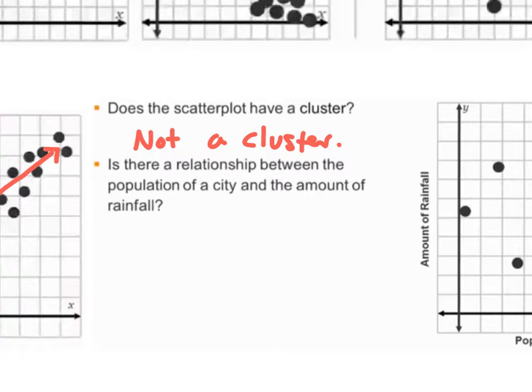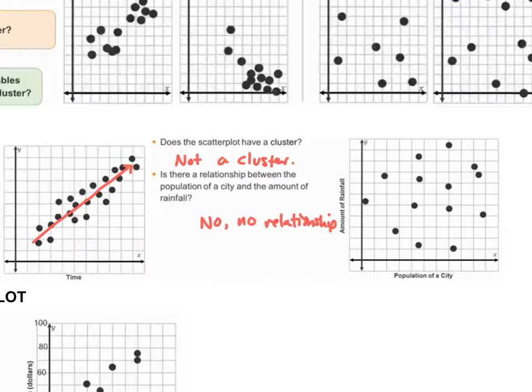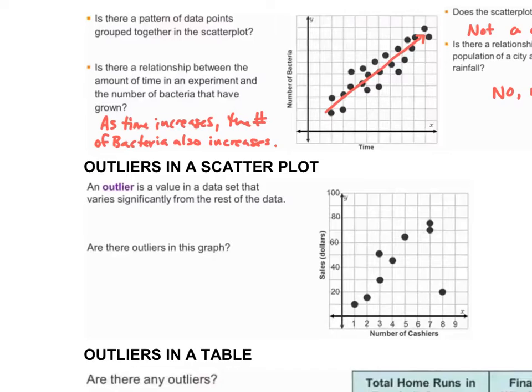Okay, and is there a relationship between the population of a city and the amount of rainfall? And the answer to that is no. There is no relationship. Okay. And so that's what we can kind of tell. All right.